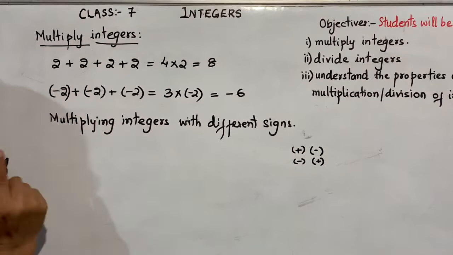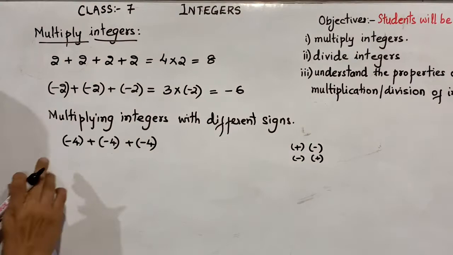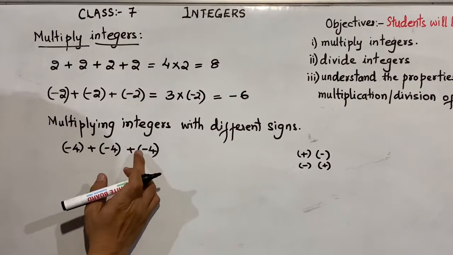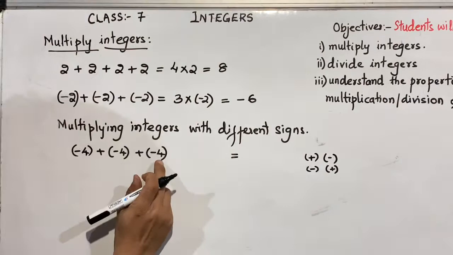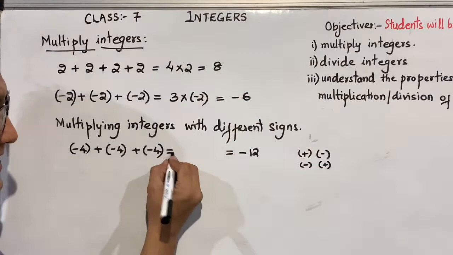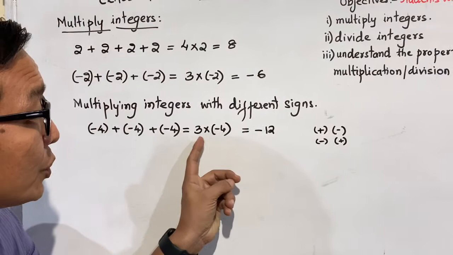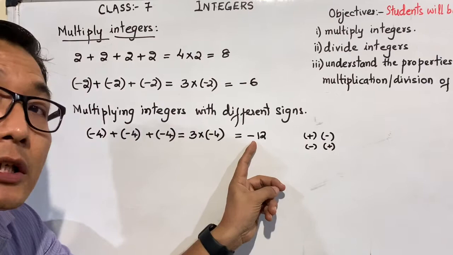For example, 3 times negative 4 means adding negative 4 three times. All the signs are negative, so 4 plus 4 is 8 plus 4 is 12, and since all the signs are negative, the sum will also be negative. This is nothing but repeated addition. So in this example we see that when the two integers have different signs, the product will also have a negative sign.